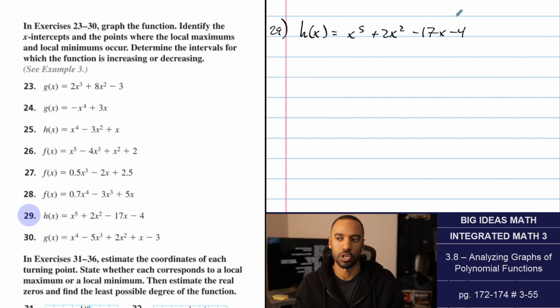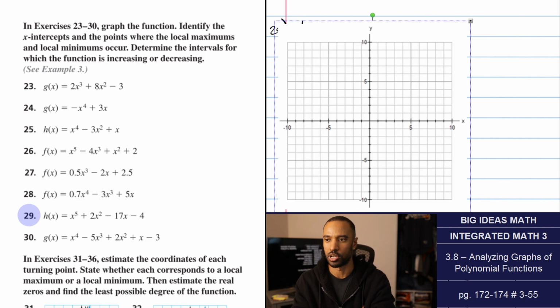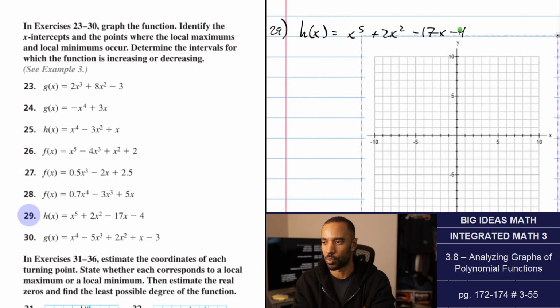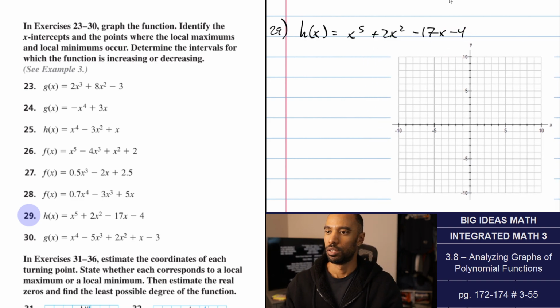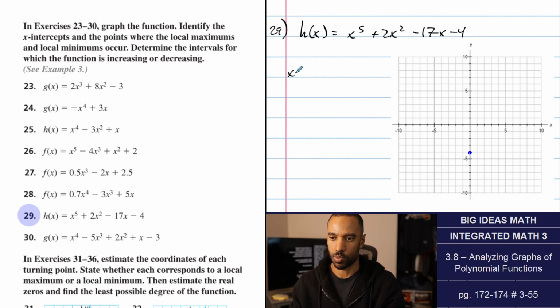Only thing I can see for sure is a y-intercept of -4, for which I will happily get a plotting of so I don't forget that it's there. Let's start with that. Y-intercept of -4. Let's even get some of the details ready. X-intercepts will be here. Local max here. Local min here.